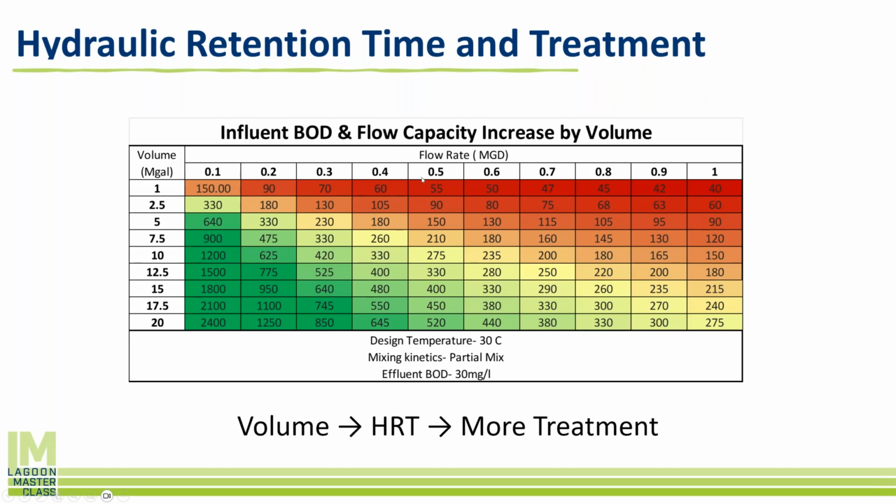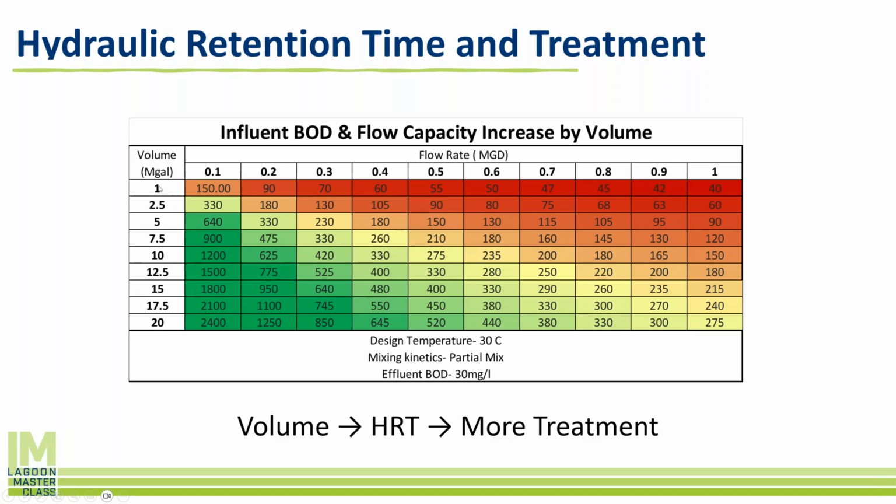So what we have is a chart here showing flow on this axis and volume on this axis. And the question this chart answers is, how much BOD can be treated in a lagoon at these two conditions down to 30 milligrams a liter? So if you have a 1 million gallon lagoon, really little lagoon, and you have 100,000 gallons per day, you can treat 150 BOD down to 30 milligrams a liter. But as you increase flow, you can treat less and less BOD in that lagoon system.